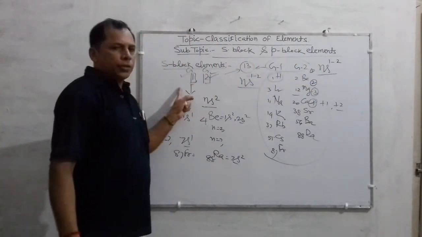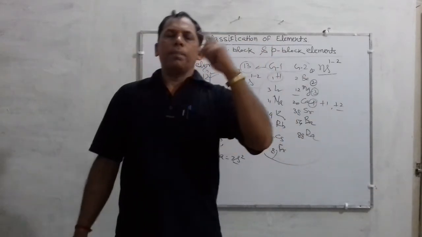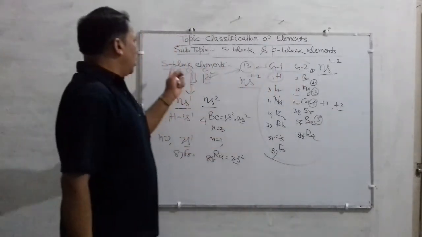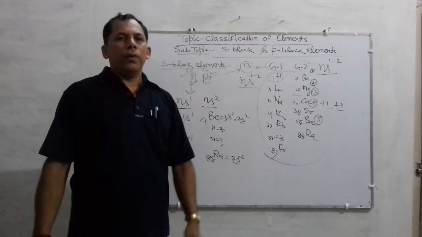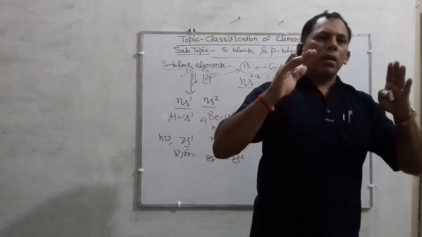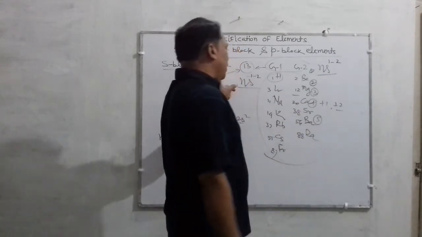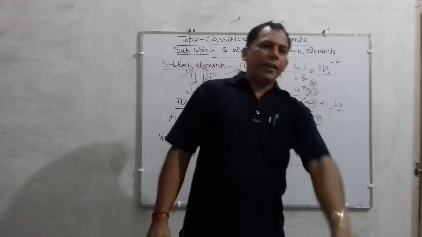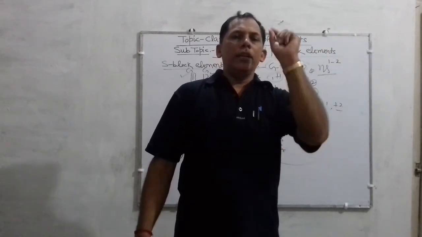Means those which are present in first group possess +1 oxidation state and those which are present in second group possess +2 oxidation state. Alright. Next property, these elements have a tendency to lose electron easily. That's why they have a tendency to form electropositive ion and they form ionic compound. Listen, they have a tendency to lose electron easily, so they will form cation. So they are highly electropositive and form ionic compound, or you can say they are ionic in nature.